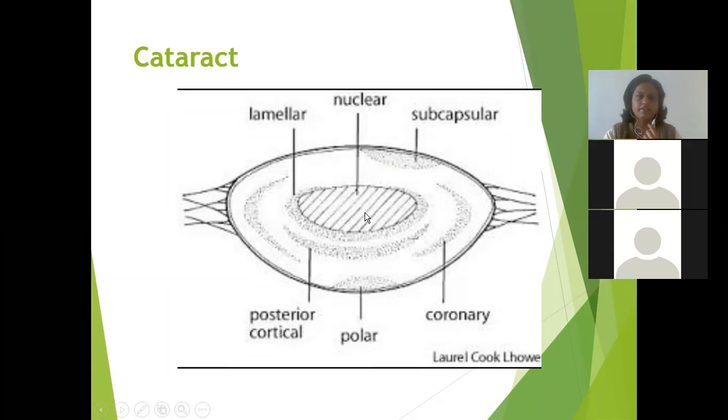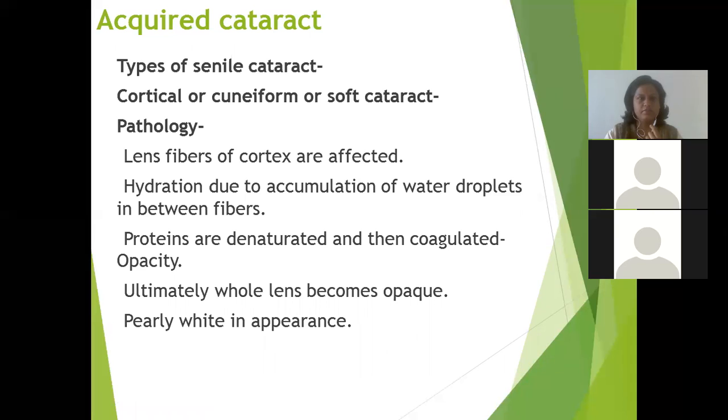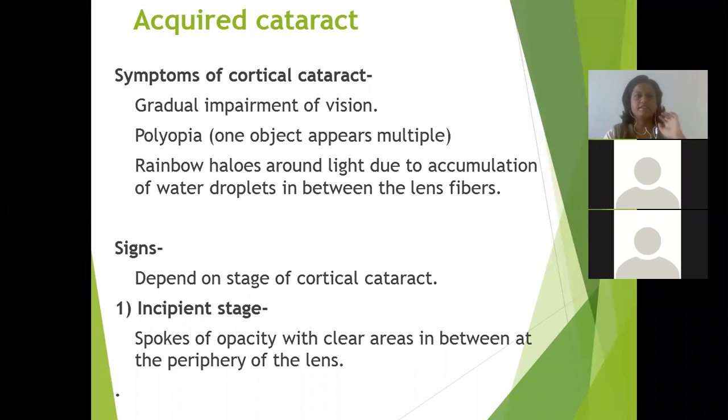This is a nuclear cataract that is situated in the center. This one is a subcapsular cataract. This is coronary. This is the polar, and this is the posterior cortical cataract. So we will learn about the senile cataract, the types of the senile cataract, that is cortical or cuneiform or soft cataract. Then the symptoms of the cataract, that is gradual impairment of vision, polyopia, and signs.